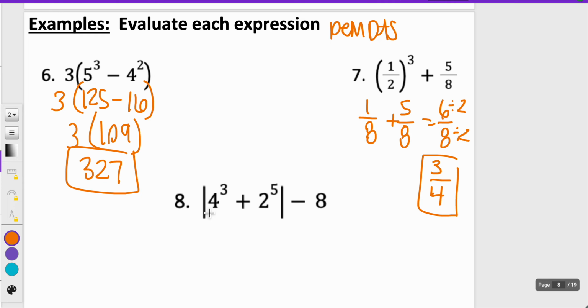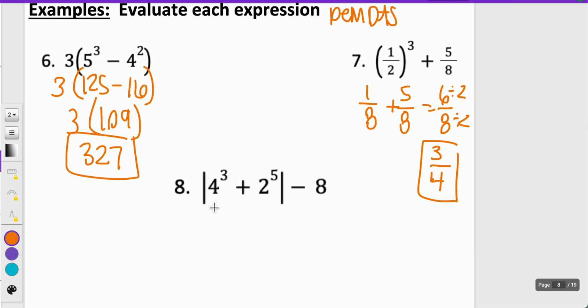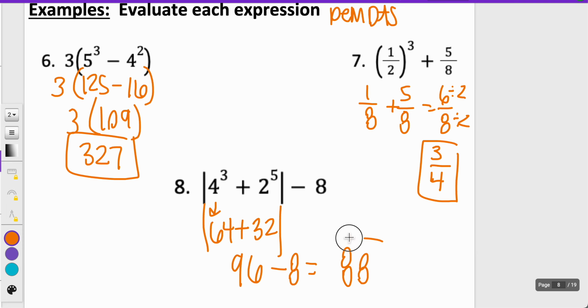For number 8, I need to start with my absolute value. So 4 to the 3rd, that's 4 times 4 times 4. That'll give me 64. Plus 2 to the 5th is 32. 64 plus 32 in that absolute value gives me 96. And then 96 minus 8 gives me 88.